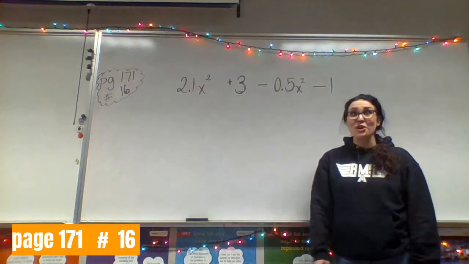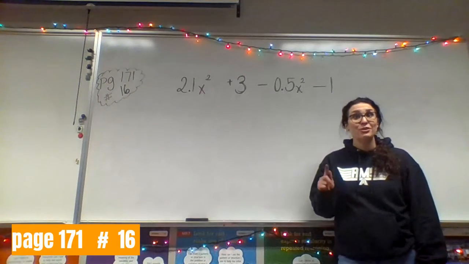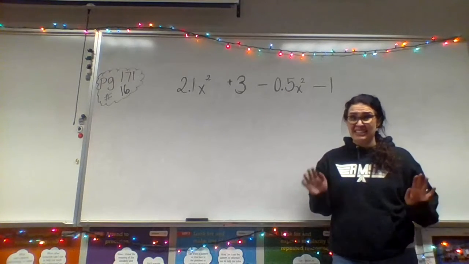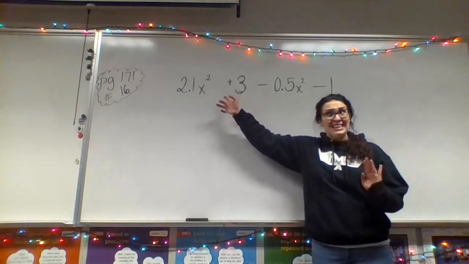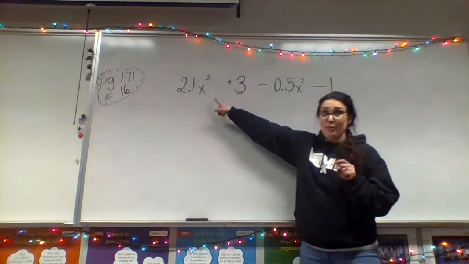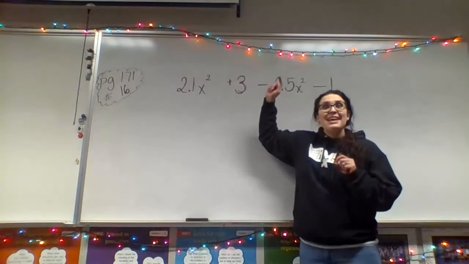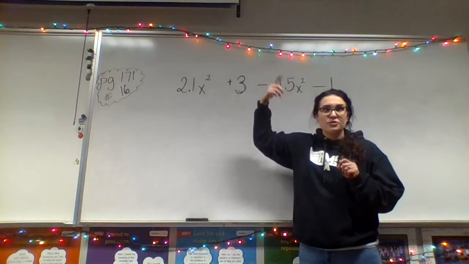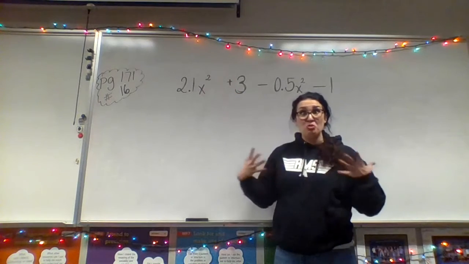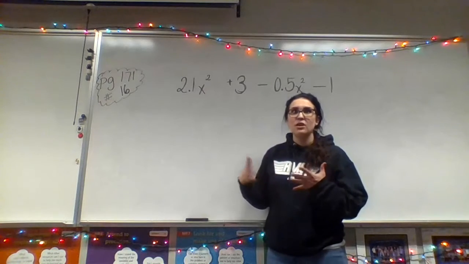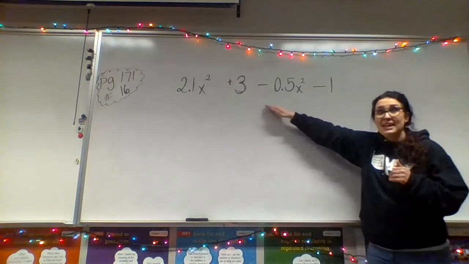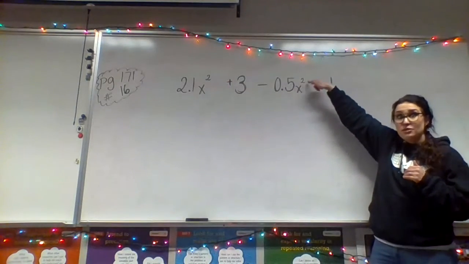All right, my friends. The last one that we're going to look at together is on page 171, and it's number 16. The reason I chose this one is it doesn't have fractions, but it has an exponent, but you can still do it. Notice that our variable, x in this expression, is actually x to the second power. It's x squared. That becomes a term, like a unit that needs to stay with it, okay? So we have 2 and 1/10 times x squared plus 3 minus half times x squared minus 1.